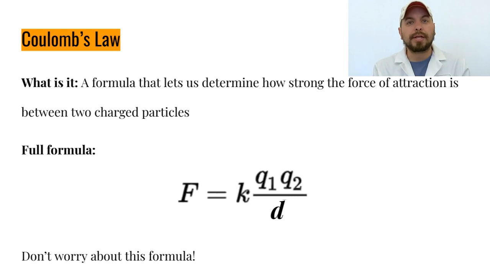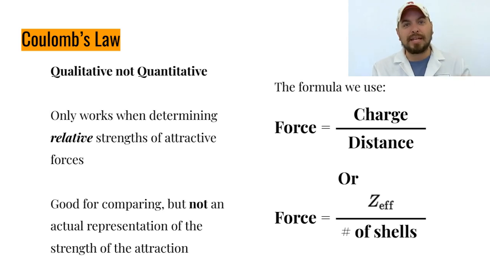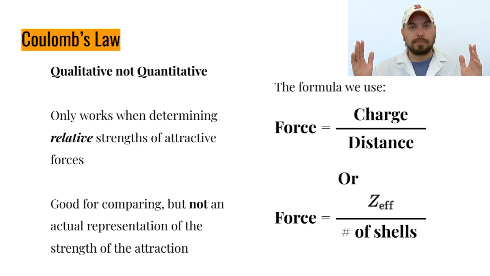So let's replace those variables with the ones that we've talked about already. In the case of an individual atom, Coulomb's law applies to the attraction between the positively charged nucleus and the valence electrons. That's what we care about. The charge of those is going to be relative to the effective nuclear charge of your atom, Z effective.